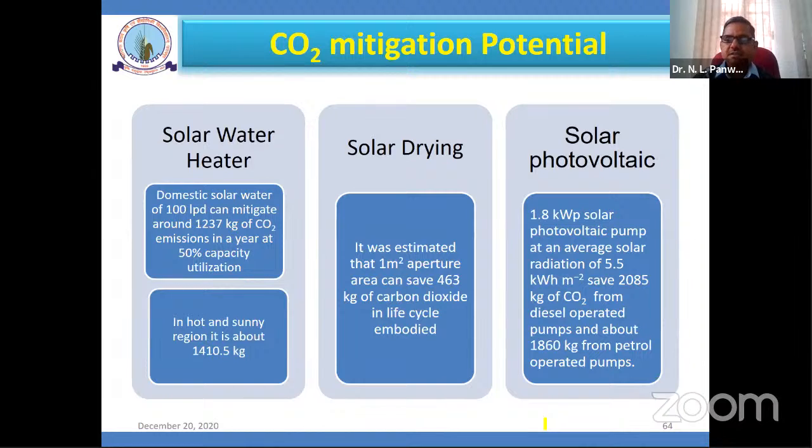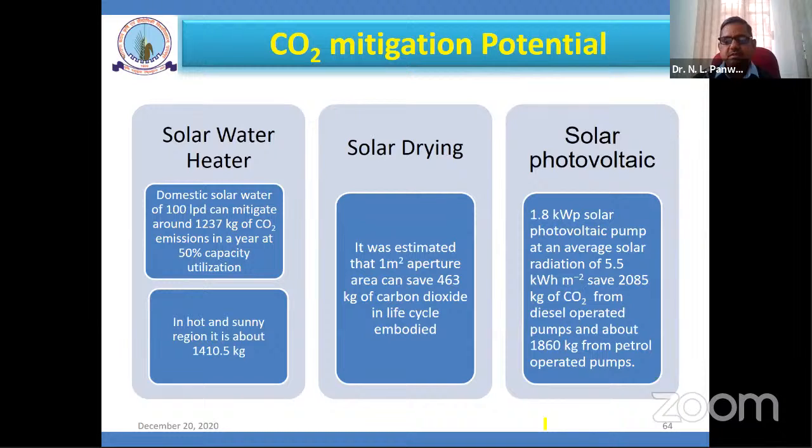In hot and sunny regions, this is about carbon dioxide mitigation: effective utilization of solar energy for drying agricultural crops for value addition. It is estimated that simply 1 square meter of aperture area can save nearly 463 kg of carbon dioxide over the embodied life cycle. So this is a simple drying option.